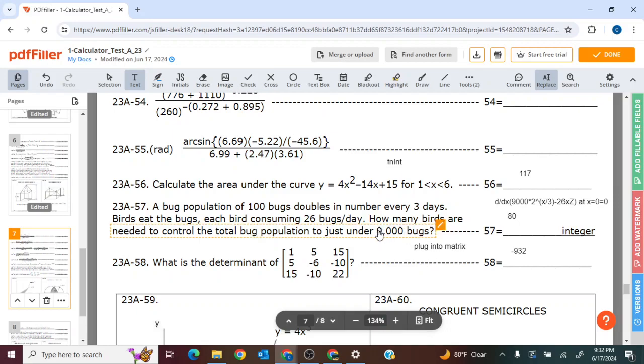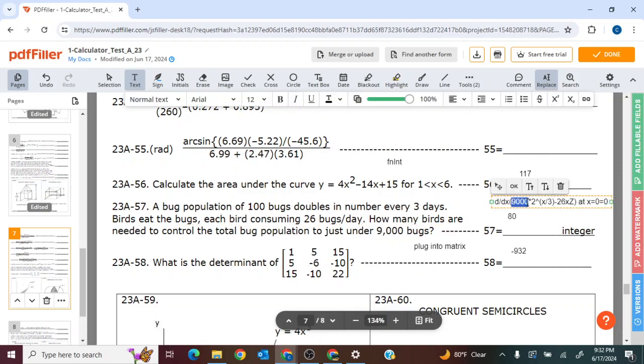So what you would do is you have your d/dx of 9,000, the 9,000 bugs we're assuming we're starting with, times 2 to the power of x over 3. It doubles every 3 days, so if time is equal to 3, this value doubles. And then that value is subtracted by 26 times a number of days times some unknown amount of birds. And at x equals 0, the derivative of that will be equal to 0. If you do that and solve for z, you'll get around 79.9, and you have to round up to 80.